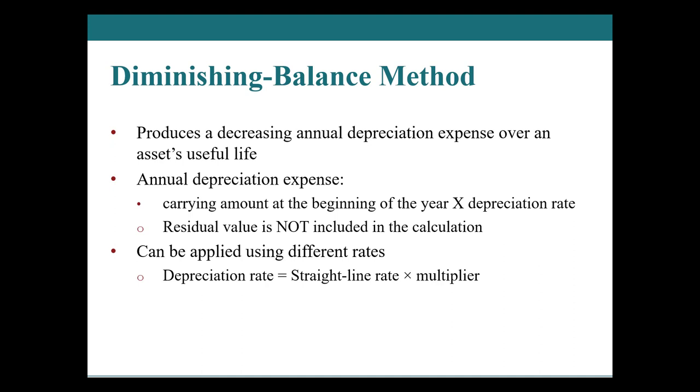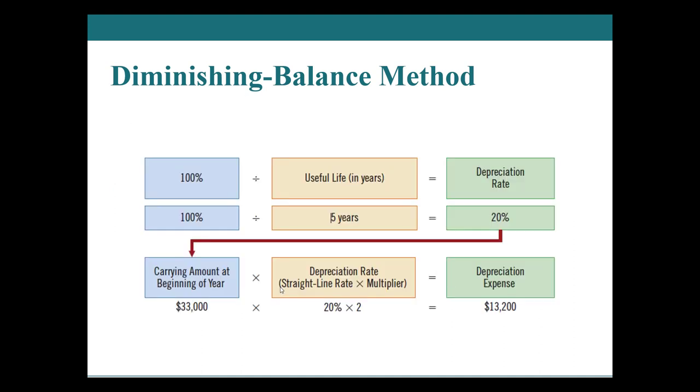In order to calculate this, depreciation expense is calculated by multiplying the carrying amount, that is the net book value of the asset, each year by the depreciation rate. This can be applied using different rates, and we will look here at a depreciation rate that uses the straight line rate times the multiplier. Let's think back to that first example where the truck cost $33,000 and had a useful life of 5 years and 100,000 kilometers. We would take that entire beginning value of the truck. We don't care about residual value in the diminishing balance method.